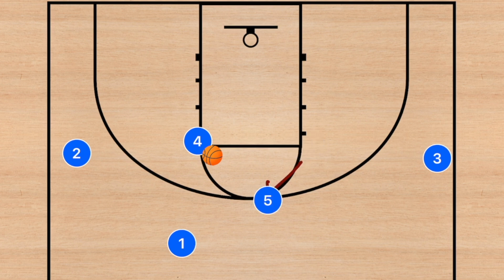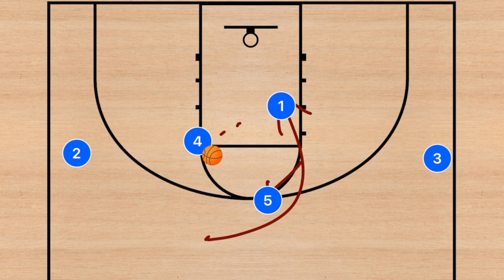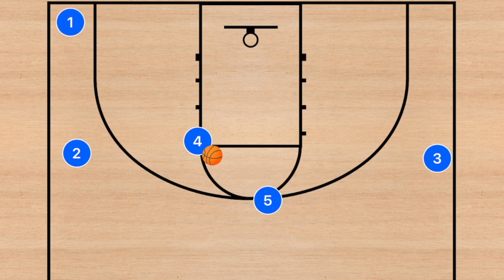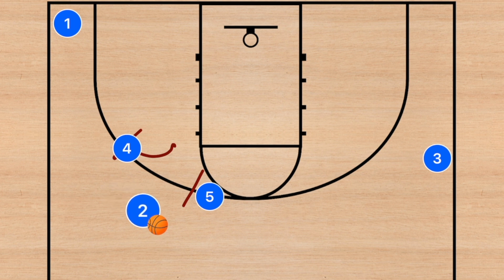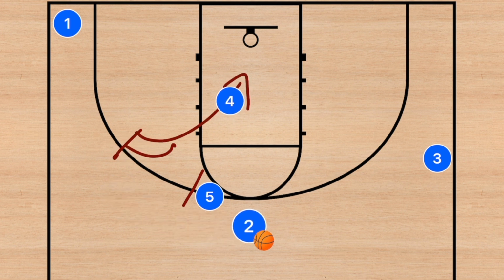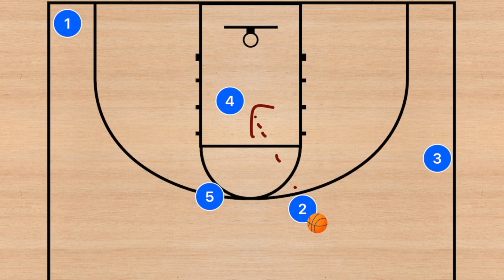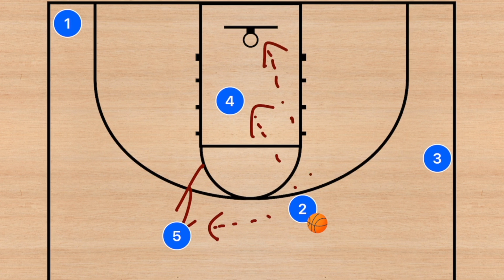And then we're going to have player 5 set the screen on player 1, and player 1 is going to then cut to the basket. We're going to be looking for player 1 as our main option. If player 1 is not open, he is then going to clear out to the ball side, and player 4 is going to then do a dribble handoff with player 2. Player 5 is going to come over and set the staggered screen. Player 4 is going to roll to the basket. Now player 2 could take that 3. He could hit player 4 for the layup, or player 5 is going to pop and could hit player 5 for the three-point shot. So there's a few different options here for player 2.